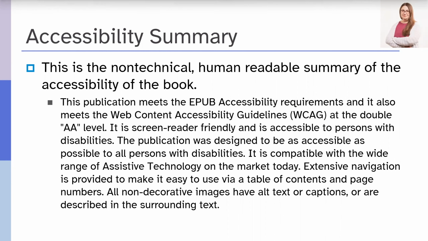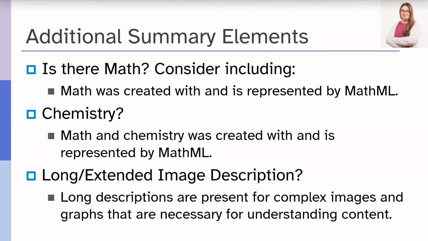And then finally, the additional summary elements. So these are other things that could possibly be included within your summary that will make it a little bit clearer depending on the subject matter that you have. Again, textbooks, I'm constantly thinking about math and chemistry. So you can consider including something like: math was created with and is represented by MathML, because we know that MathML is an assistive technology friendly format. For chemistry, the same, there is a language called ChemML. It's not widely used and it's not widely supported. And so generally we tell people that we are using MathML to represent math and chemistry.